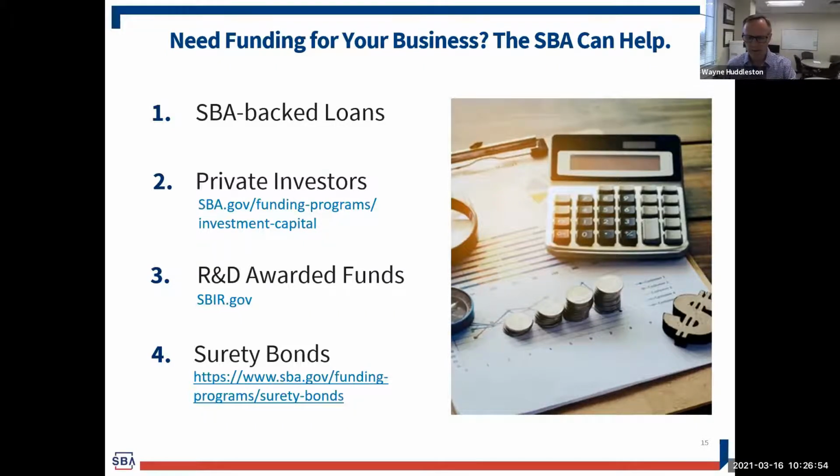And you can find more information on our website, SBA.gov funding programs. We also help connect large federal agencies who provide grants to emerging technologies and emerging businesses. So there are a lot of research and development grants that are available out there for businesses to take advantage of. You can get more information on those at sbir.gov.